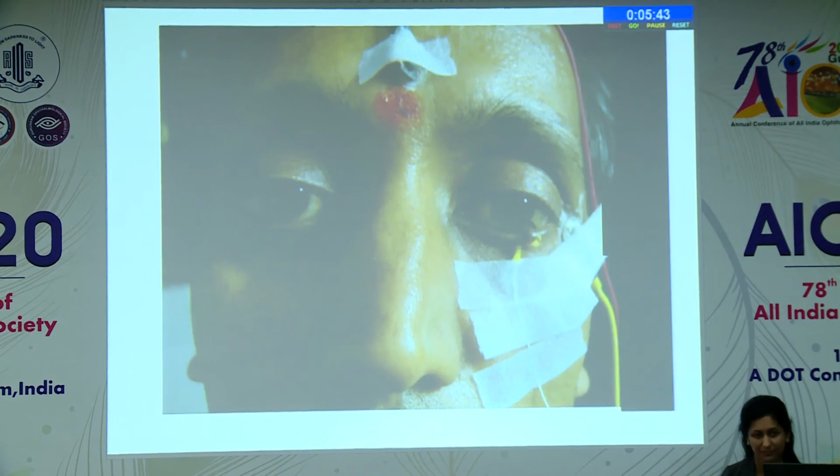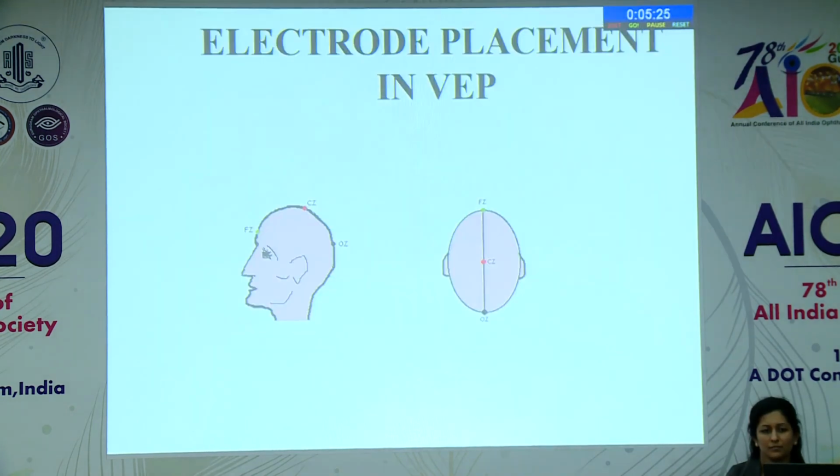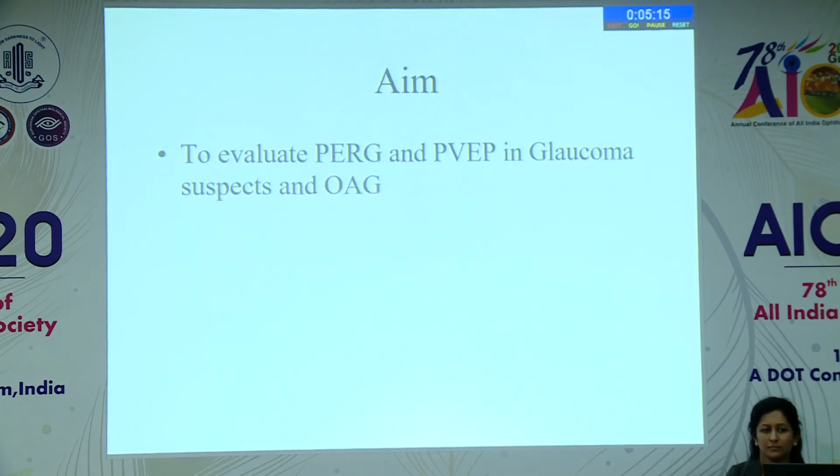This is how the pattern ERG is recorded. This is the active electrode, gold foil. The one on the forehead is a ground electrode, and this one is the reference electrode. So these are the electrode placements in VEP at the forehead, corona, and the occipital. Occipital one is the active electrode.